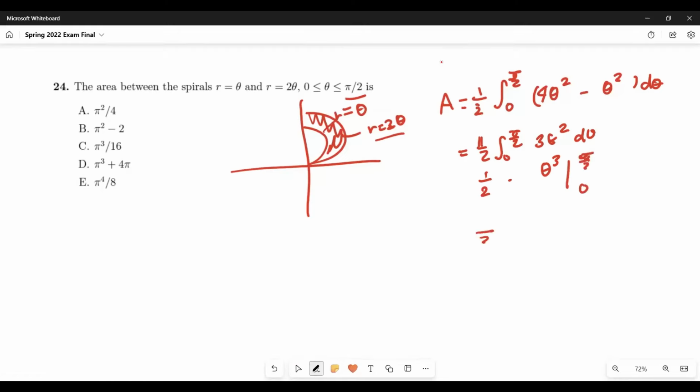So this is 1 over 2 times pi over 2 cubed, which is pi cubed over 16. And if you plug in 0, that just becomes 0, so I didn't calculate it. So this is pi cubed over 16. So the answer for this question is C.